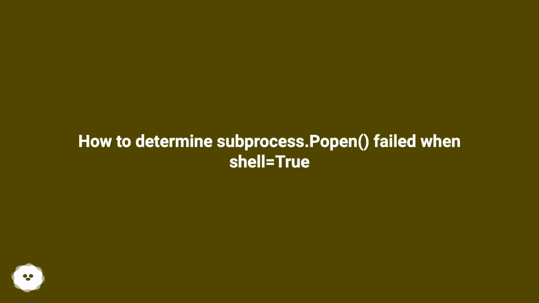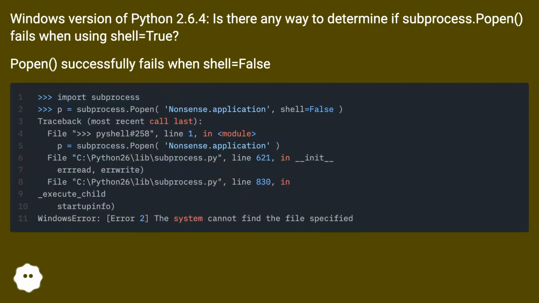How to determine subprocess.Popen failed when shell equals true. Windows version of Python 2.6.4. Is there any way to determine if subprocess.Popen fails when using shell equals true? Popen successfully fails when shell equals false.